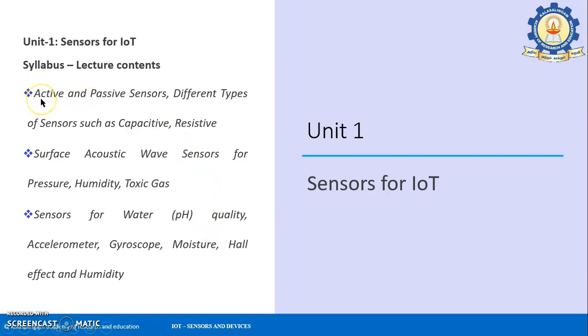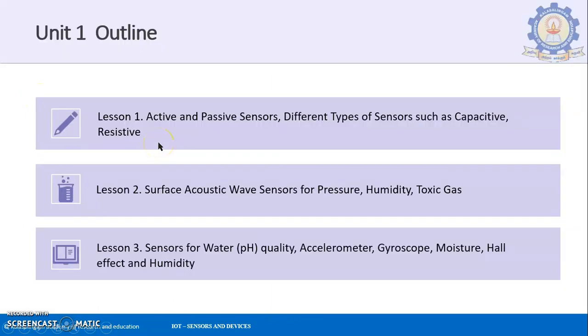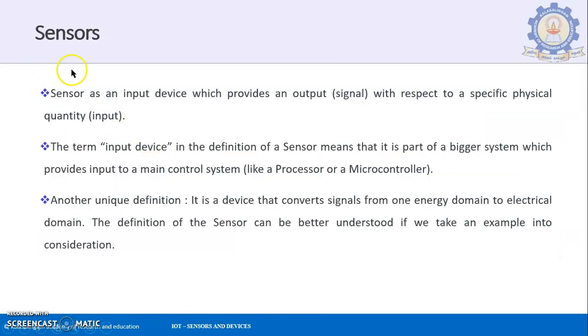So first we'll look into the topic active and passive sensors, their types, the capacitive and the resistive type of it. So coming into a sensor, what is a sensor? A sensor is an input device which provides an output signal with respect to a specific physical quantity. So this is an interface between the real world and the microcontroller. Whatever real world physical quantity you want to get, that particular physical quantity needs to be converted to a machine understandable format, and that is what a sensor is doing over here.